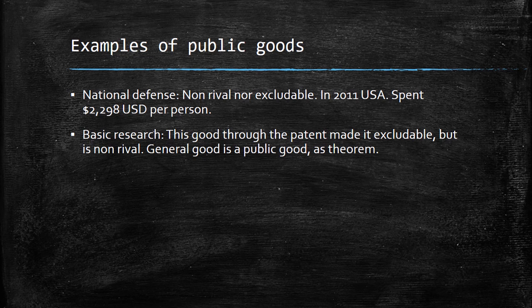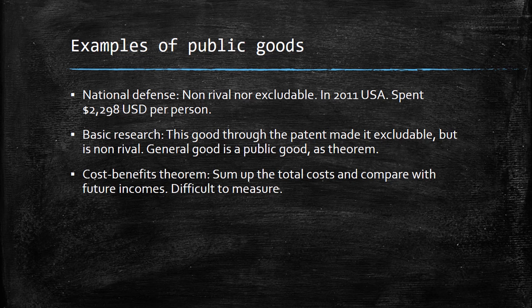Another one, basic research. When you have research, you know that it is protected by patent. So in this case, definitely these kinds of goods are excludable. But think about theorems, or think about general knowledge. For example, the quadratic theorem. This theorem, I can use it now. It's not excludable. Everybody can access this theorem, and as well it is not rival. The fact that I'm using it now doesn't prevent you from using it at the same time.